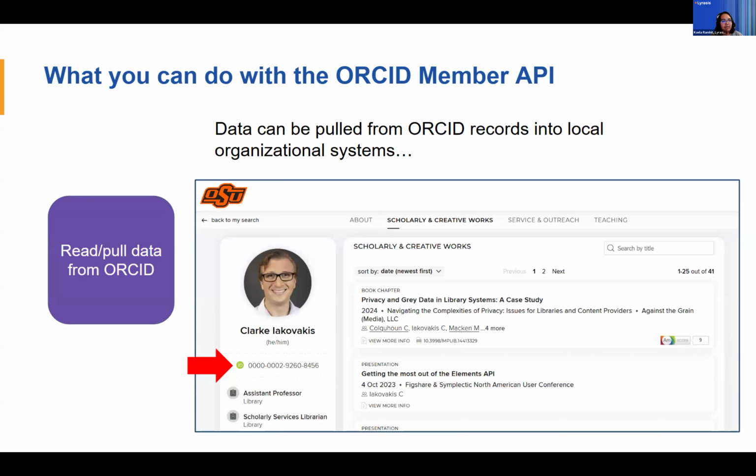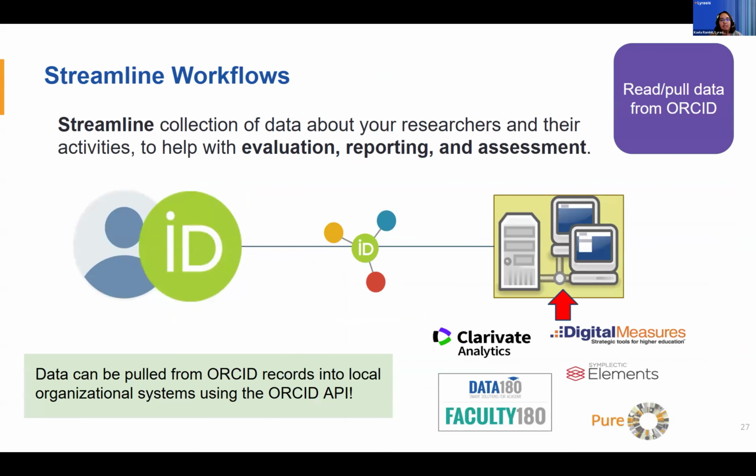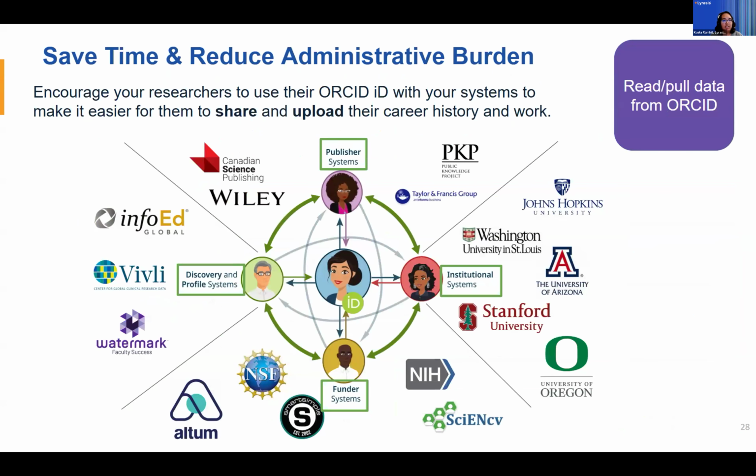The ORCID Member API can also help with reading data, and that's really about streamlining workflows and making things easier for you, your staff, and the researchers when they're filling out, say, forms or in evaluations or applying for funding. It just makes that process easier and more straightforward. And it really helps with saving time and reducing administrative burden.